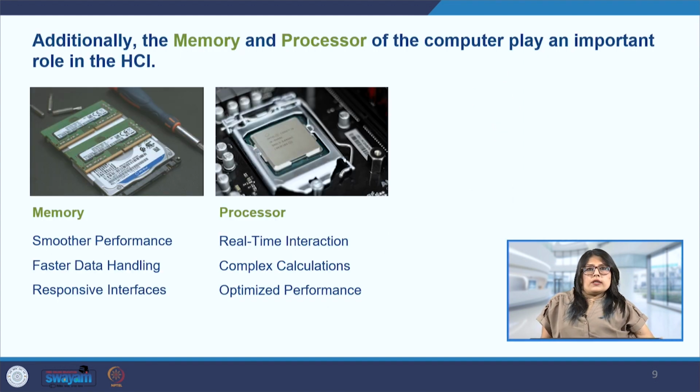So in addition to these, there are two other important components, memory and processor of the computer, because they play an important role as well in the human computer interaction. So the computer memory, if we take the memory aspect first, one of the important requirements is smooth performance. For achieving smooth performance, we require adequate memory, and that ensures that applications run smoothly without any type of lag, and they provide a seamless user experience.